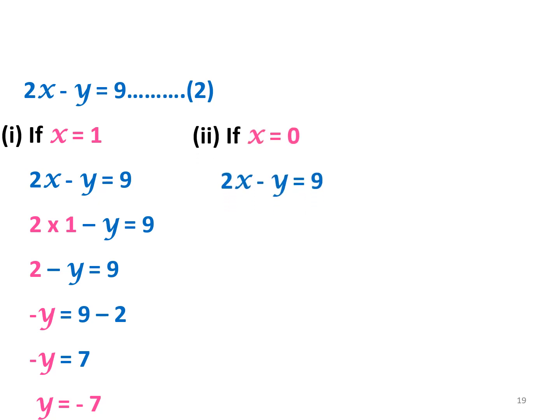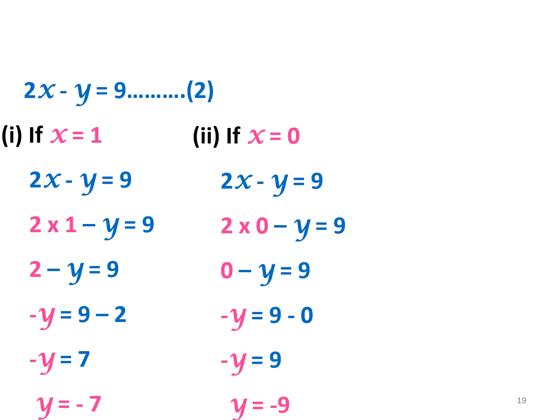Next, if x is taken as 0, substituting x is equal to 0 in equation 2x minus y is equal to 9. 2 into 0 minus y is equal to 9. 0 minus y is equal to 9. Minus y is equal to 9 minus 0. Minus y is equal to 9. Y is equal to minus 9.